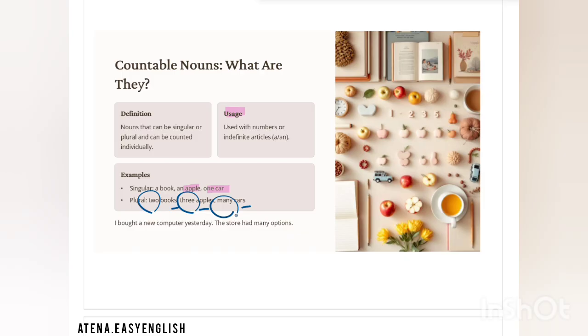And also here, example: I bought a new computer yesterday. So computer is countable. So we use a computer, indefinite article. The store had many options. Option is countable. And here it is plural. And before that, we use many options.